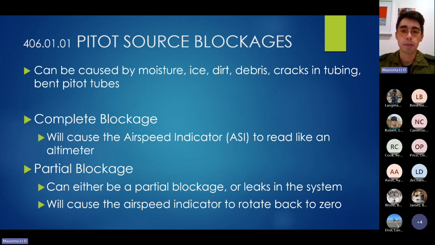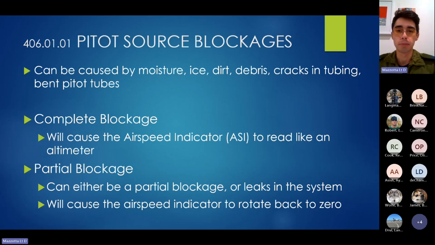The pitot tube is designed for the passage of airflow to the airspeed instrument, and the reason the airspeed indicator might read like an altimeter in a complete blockage is because the ASI is connected to the static port and it's getting that static pressure as well, and it's not getting the ram air or the dynamic air. So it's going to start reading in a similar fashion to an altimeter as the aneroid inside of it expands and contracts to the atmospheric pressure. ASI stands for airspeed indicator.